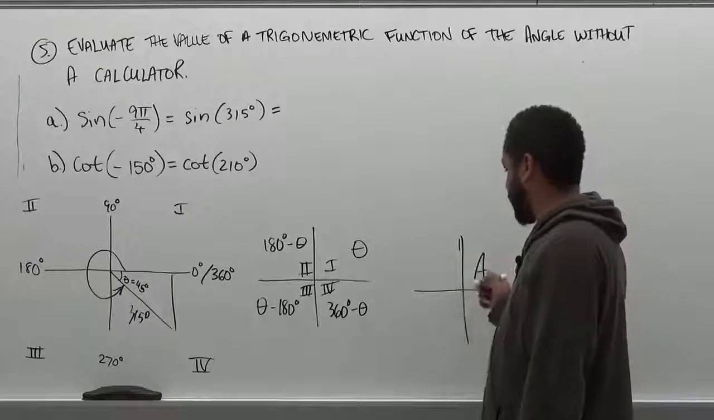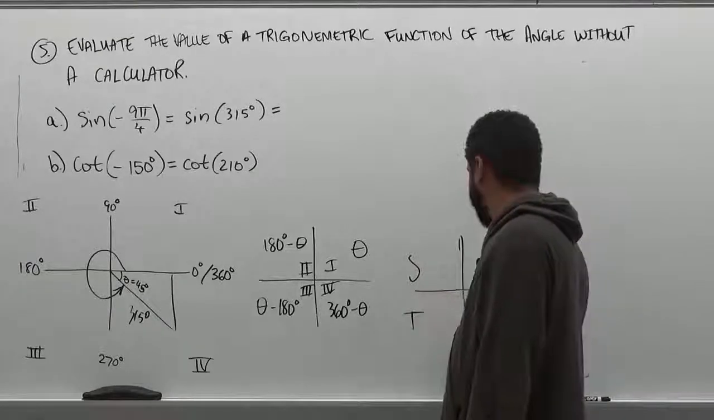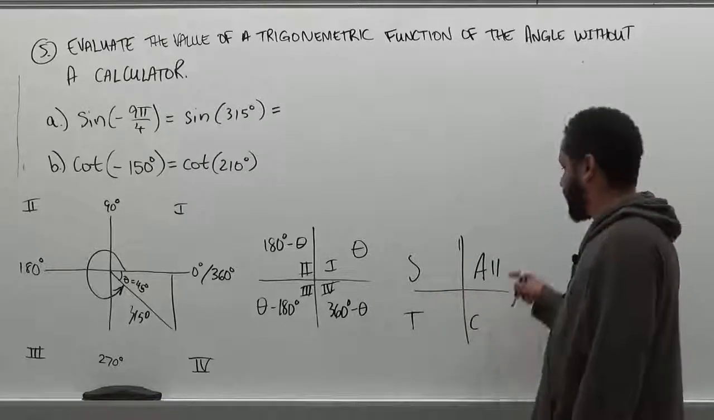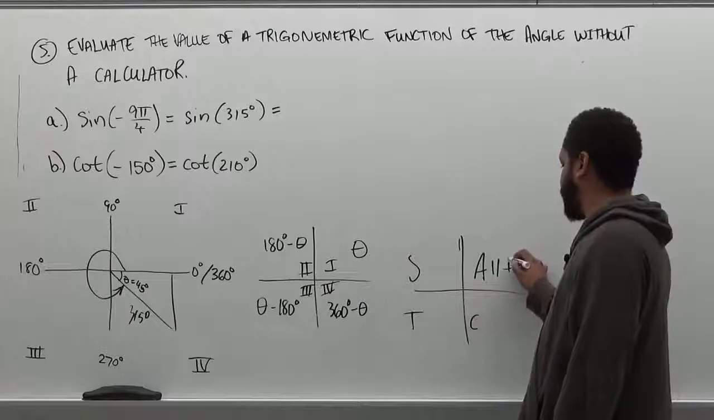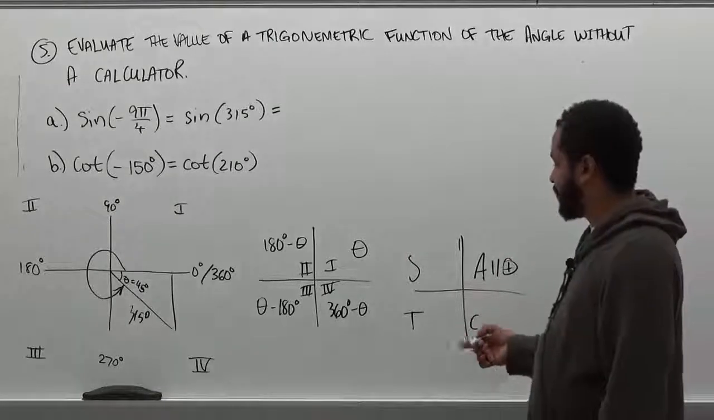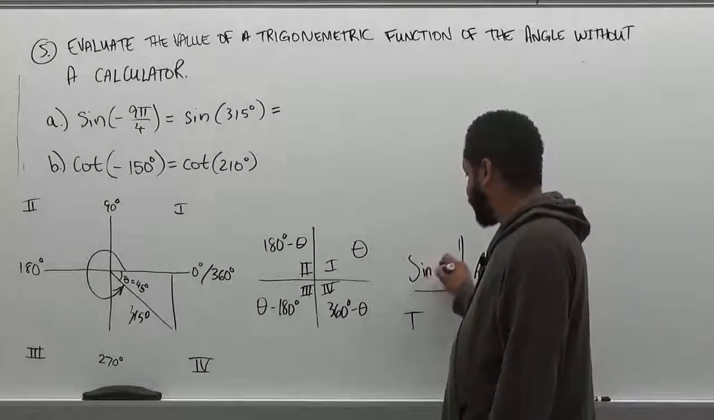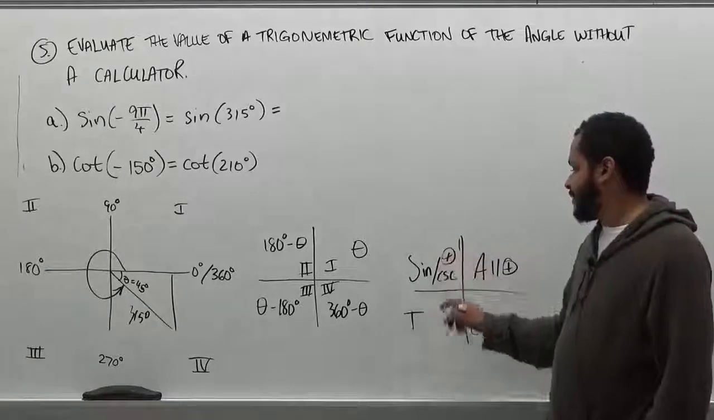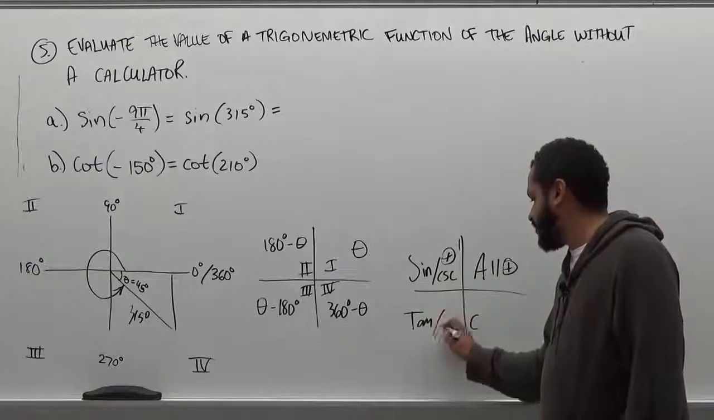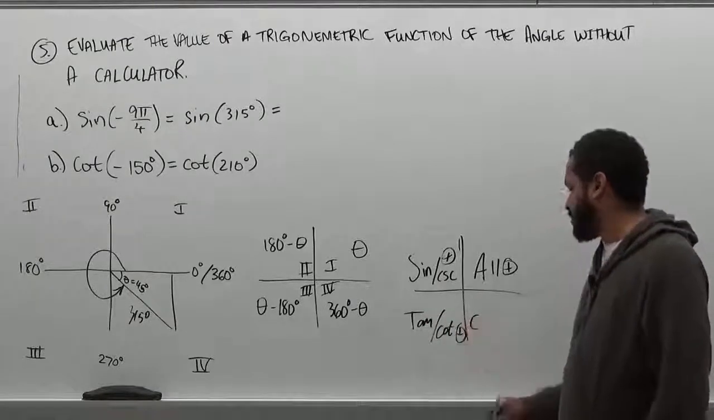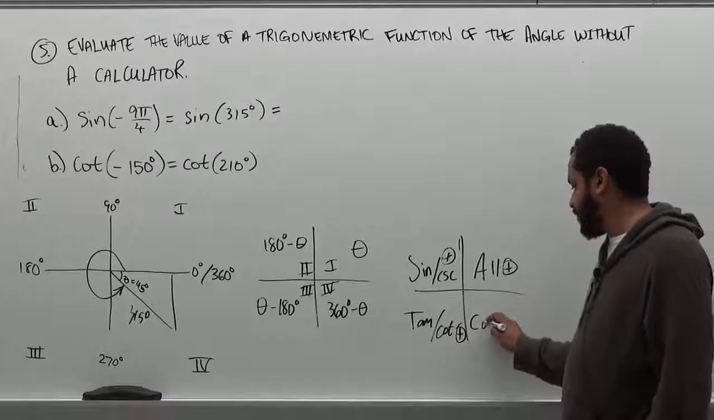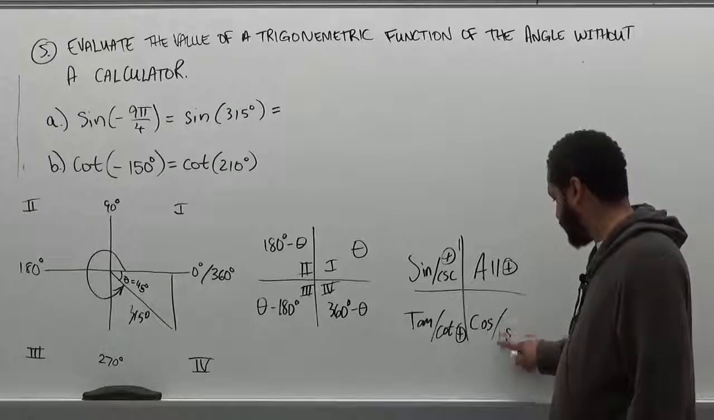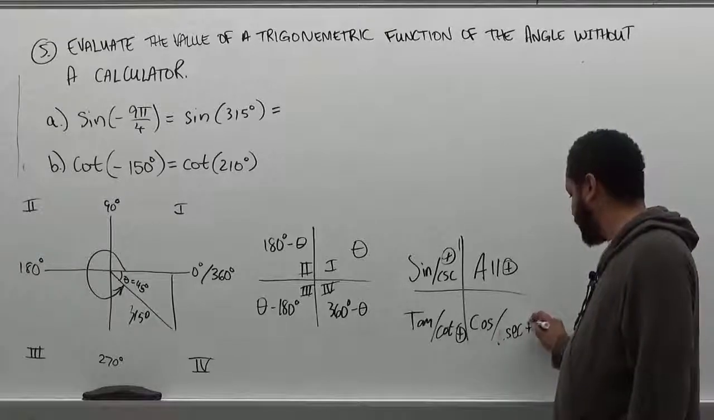And we've all heard the acronym ASTC, where this is called All Students Take Calculus. In the first quadrant, all values are positive for any trigonometric function. For the second quadrant, only sine and cosecant, its inverse, are positive. In the third quadrant, only tangent and cotangent are positive. In the fourth quadrant, only cosine and its inverse, secant, are positive.